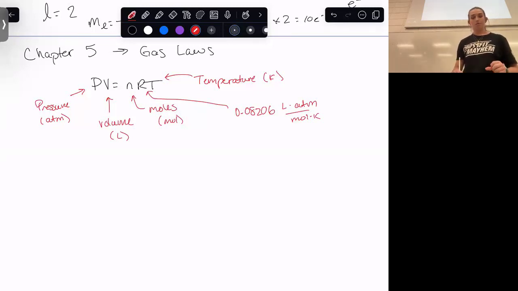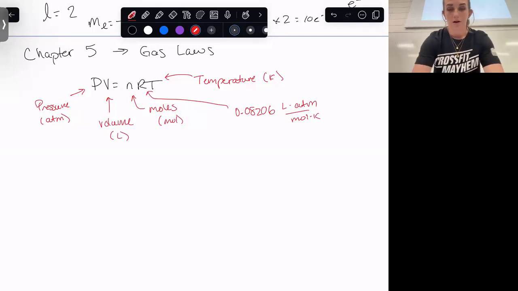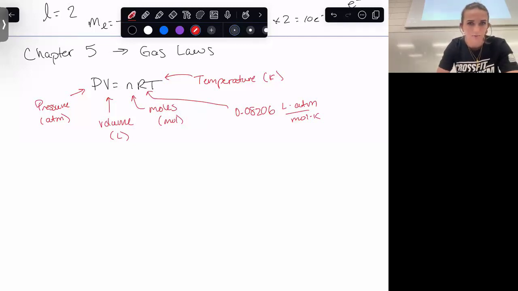Alrighty, I think the big thing with PV equals nRT is just knowing that temperature has to be in Kelvin. If you're given Celsius, which you usually are, you must convert that to Kelvin or else your math will be wrong. And then pressure in atm is another important component. So if we just do a practice problem.